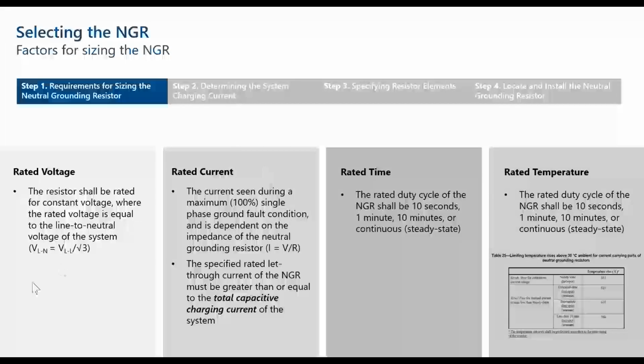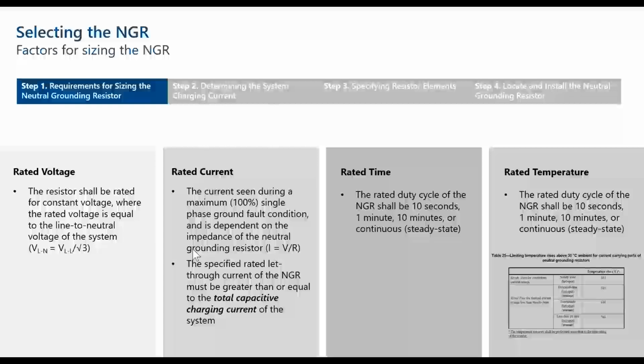make sure that the resistor element does not exceed what is dictated in CSA C22.2 number 295 or IEEE 32, and I believe there's a European standard, IEC 60076 Part 25, but they all have the same temperatures. For a continuous duty resistor, the element temperature cannot exceed 385 degrees C over ambient, according to CSA.